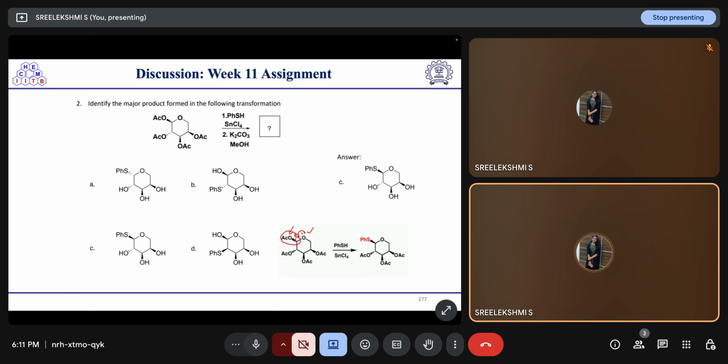So here, what will happen in the first step? This anomeric acetate will get deprotected. The anomeric position of this compound will get deprotected, and there this thiophenol group will be coming. So this will happen through the formation of an oxonium ion intermediate. And then in the second step with K2CO3 methanol, all other acetate groups will get hydrolyzed to form this triol. So the correct answer is option C.